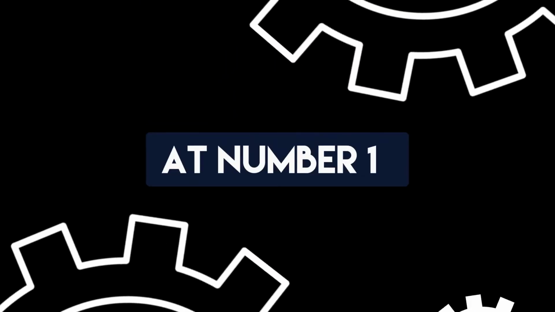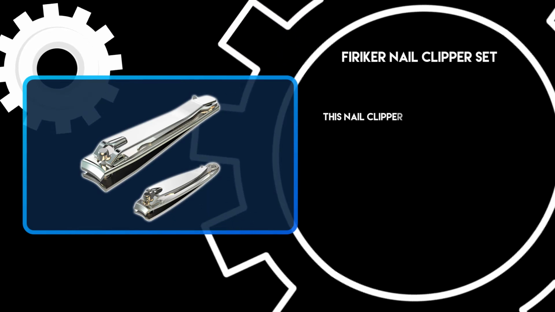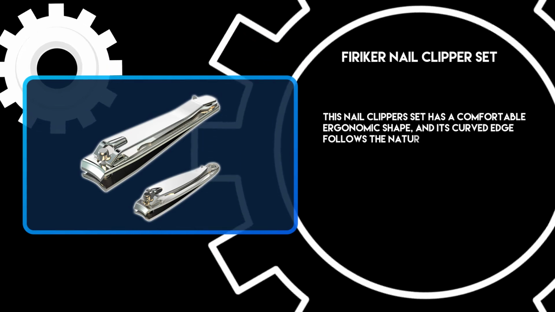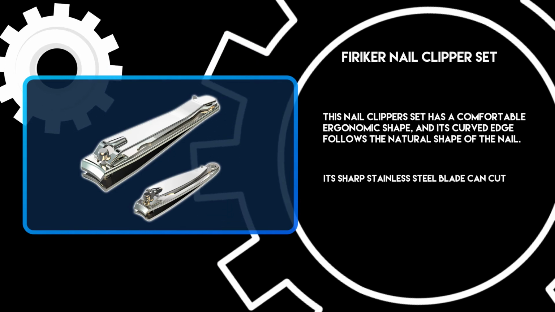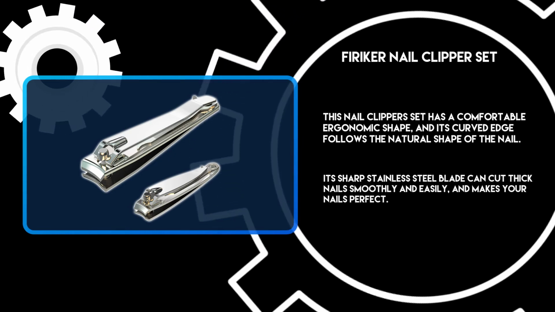At number 1. FIRIKER Nail Clipper Set. This nail clippers set has a comfortable ergonomic shape, and its curved edge follows the natural shape of the nail. Its sharp stainless steel blade can cut thick nails smoothly and easily, and makes your nails perfect.